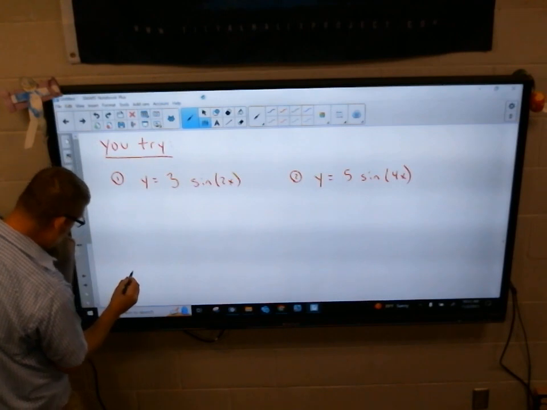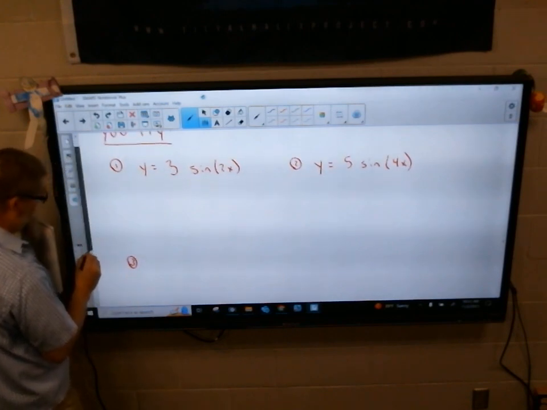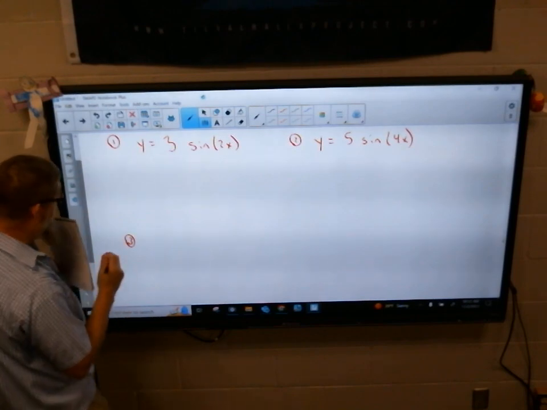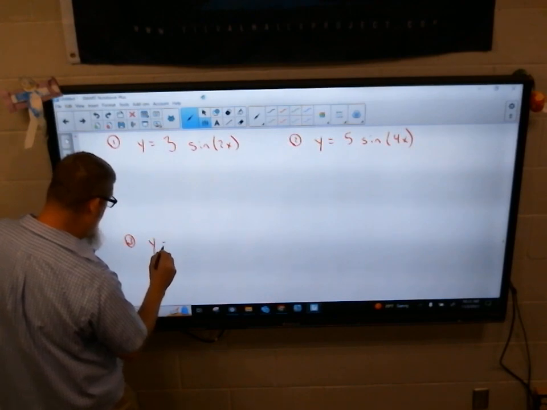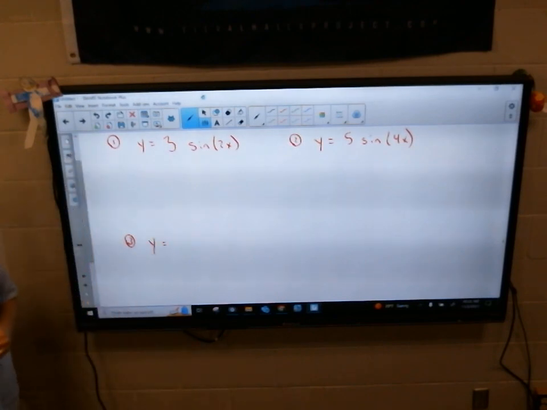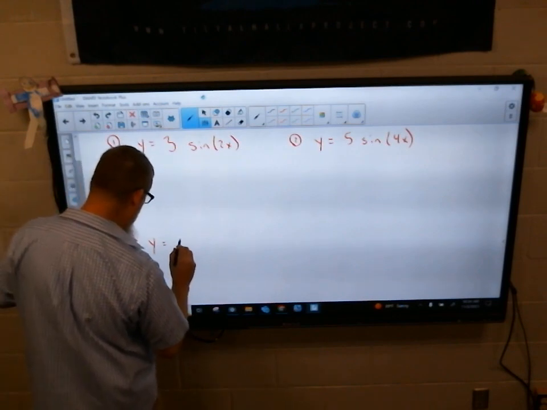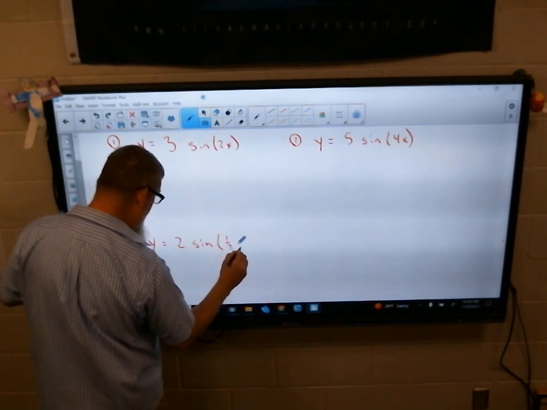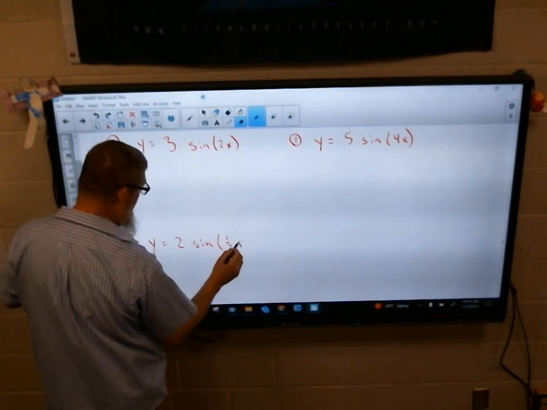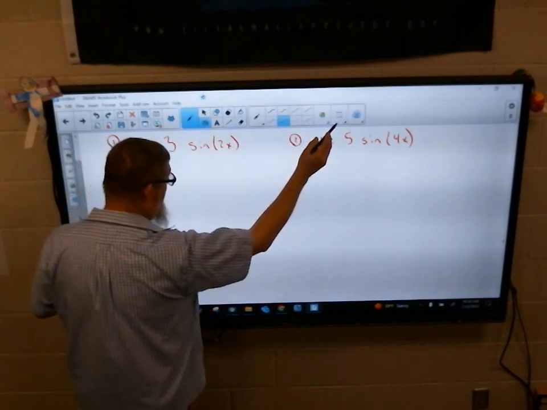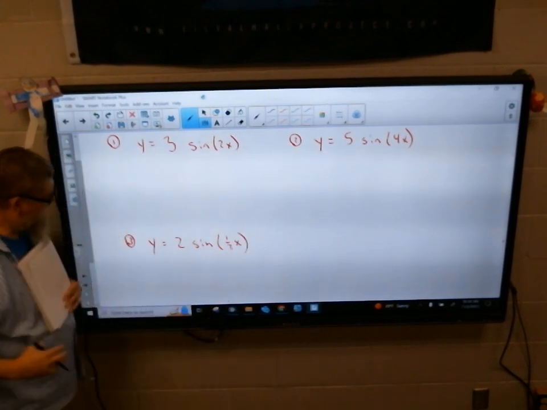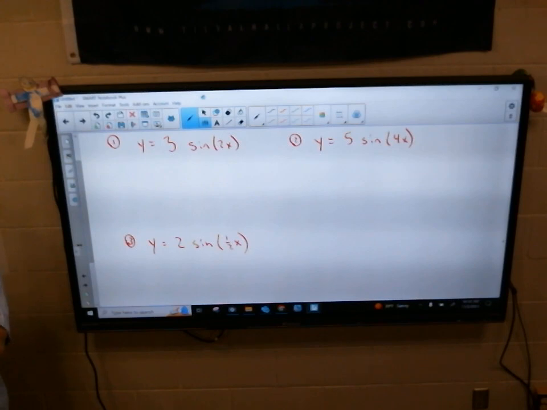Then a little bit of a challenge one. And be ready, some of you, I'm going to have you come to the board and try these. Here we go. y equals 2 times the sine of 1/2 x. Just when you thought we couldn't have more fractions, we add more fractions. 1/2 x. Same rules apply. Everything we did is exactly the same. Try those 3.